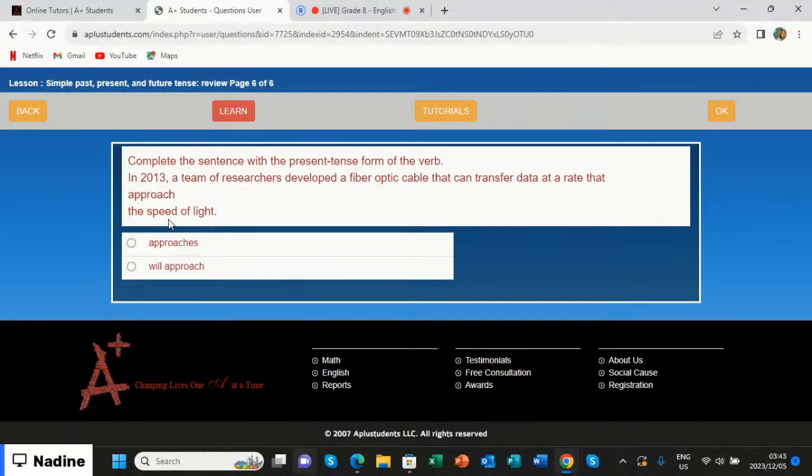So we need to complete the sentence. This is not the last one, where we need to complete the sentence with the present tense form of the verb. In 2013, a team of researchers developed a fiber optic cable that can transfer data at a rate than approach the speed of light. So now, the present tense form of the verb, is it approaches or will approach?